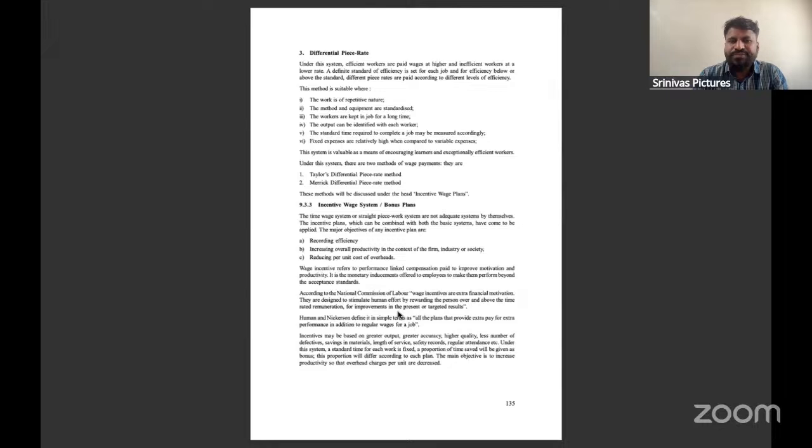See, differential piece rate system. This is a very important topic. Here we are going to consider that efficient workers are paid wages at a higher rate and inefficient workers at a lower rate. So differential piece rate system means we pay based purely on employee and labor performance. According to this, we follow the Taylor differential piece rate system and the Merrick differential piece rate system.